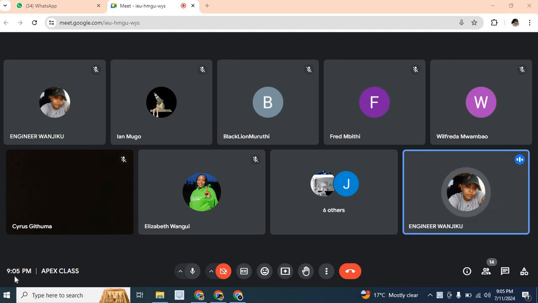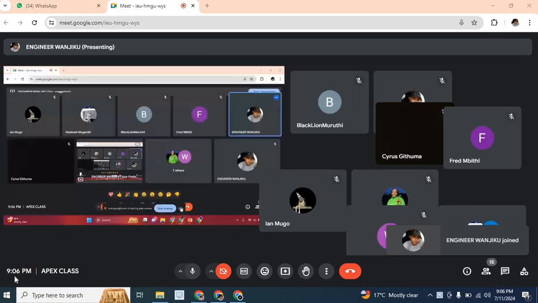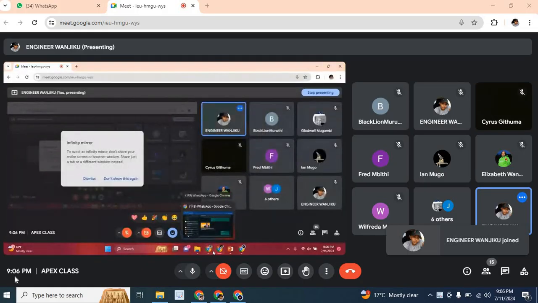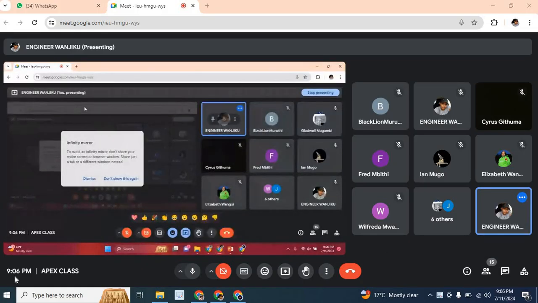Screen, then I'll need a confirmation on the same. If my screen is visible, kindly confirm for me. Is my screen visible? Okay, thanks.